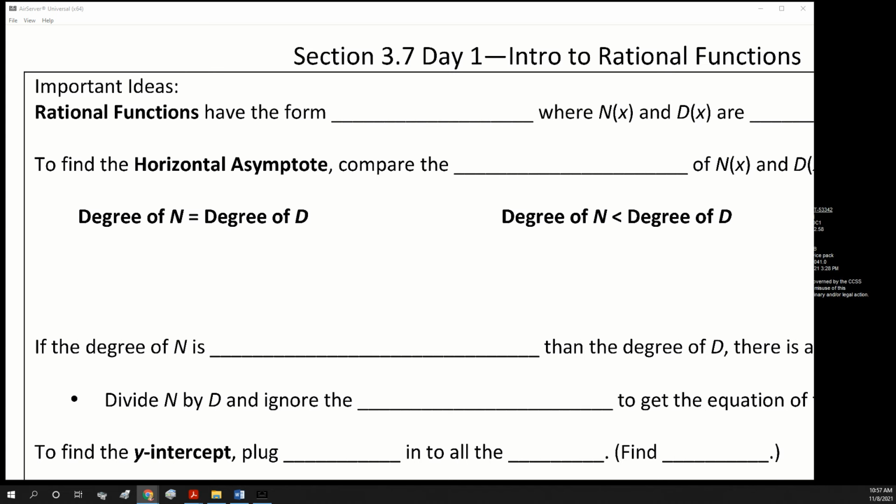So first, you need to know what a rational function is. So rational functions have the form f of x equals n of x over d of x. Why do you think I chose n and d?